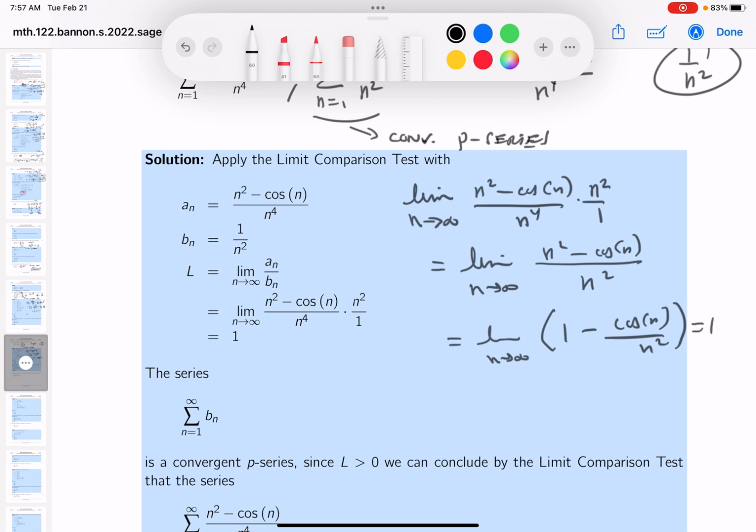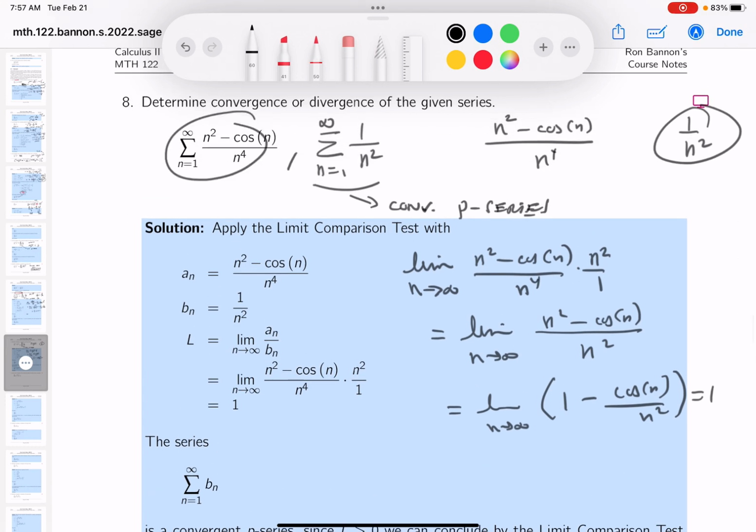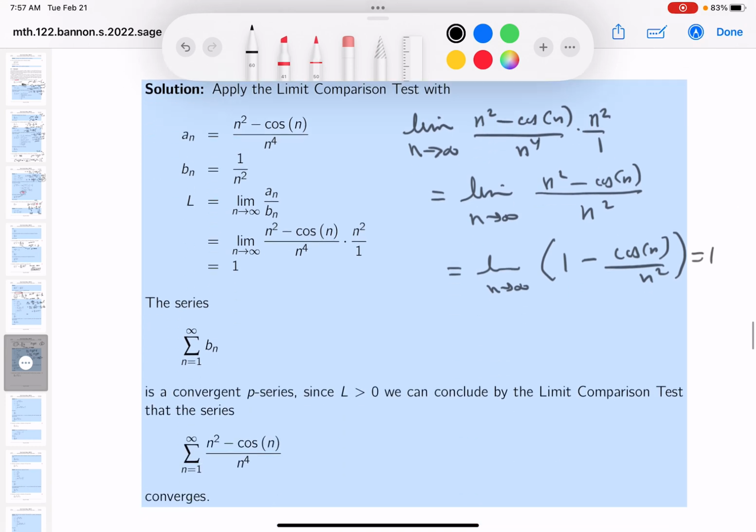So by the limit comparison test, we're going to conclude that this one also converges. All right, that stuff is written up for you.